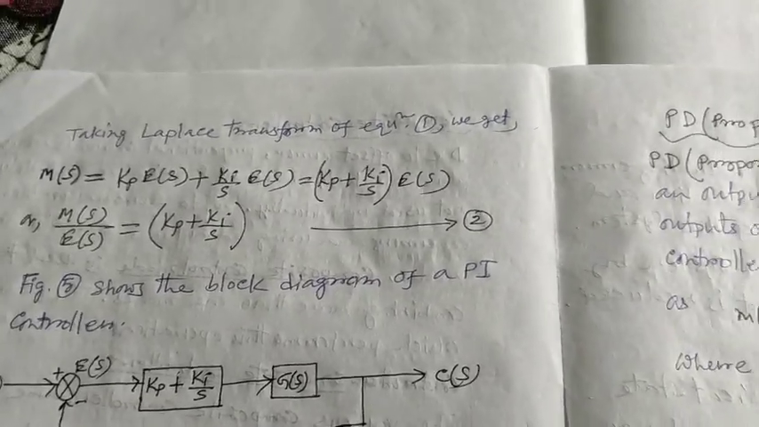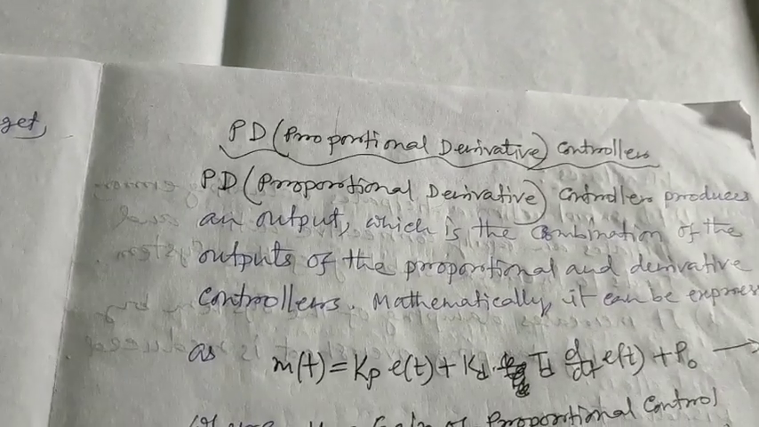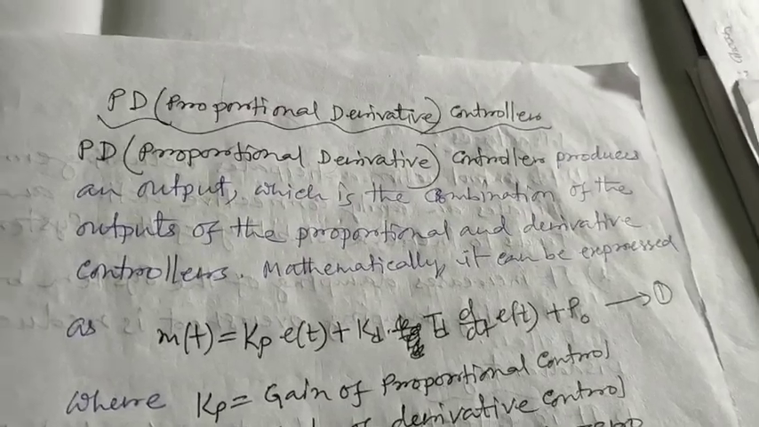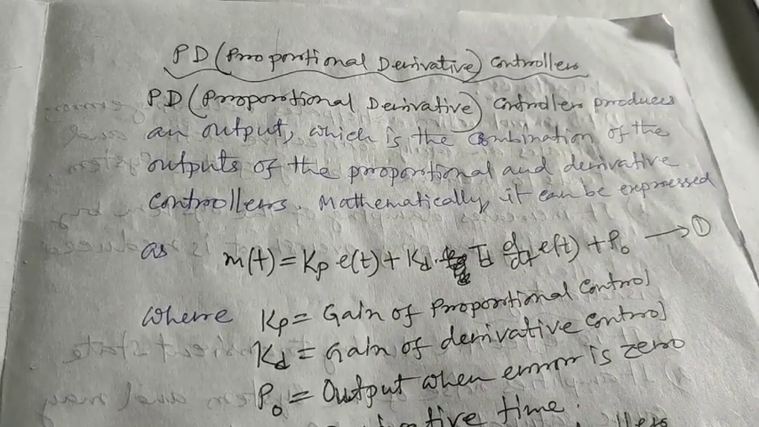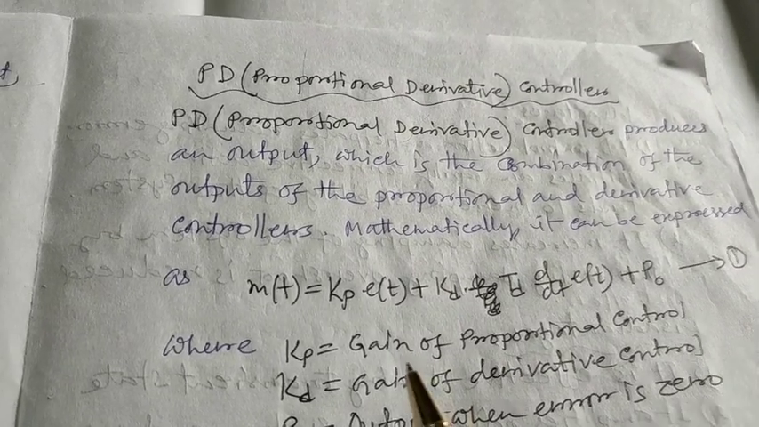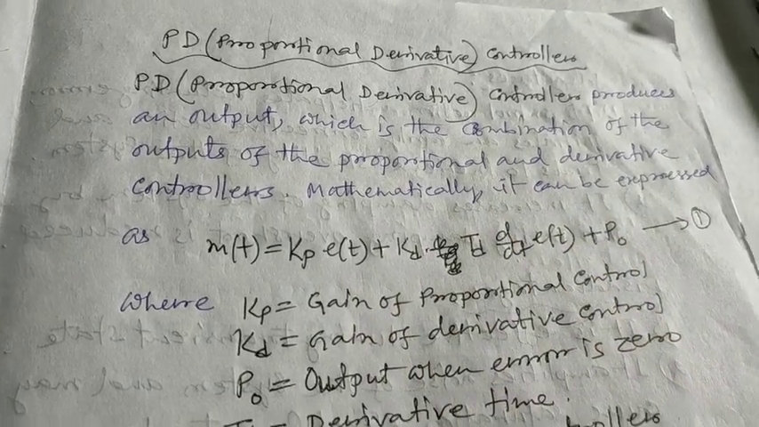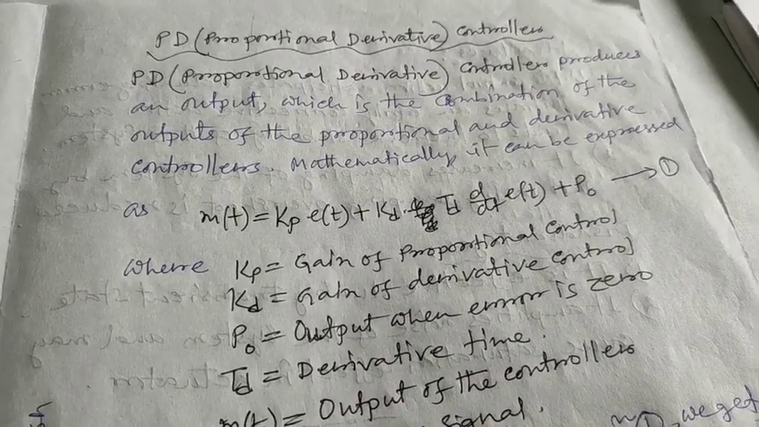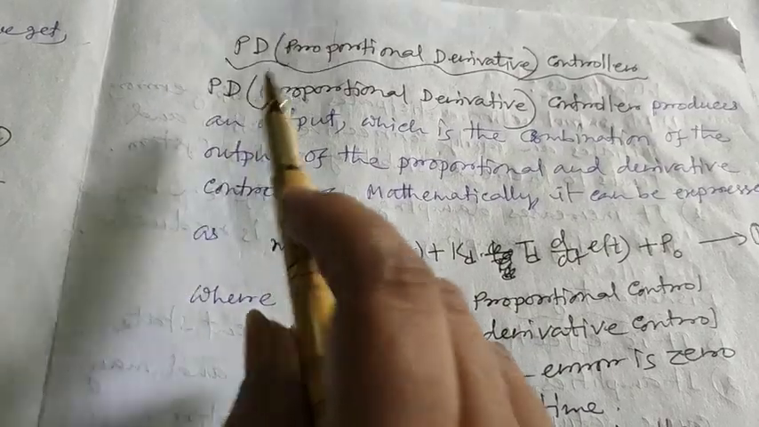Now I will explain what the PD controller is. PD means proportional derivative controller. What is a proportional derivative controller? As with the PI controller, the PD controller produces an output which is the combination of the outputs of the proportional and derivative controllers. Okay, PD, proportional and derivative controllers.